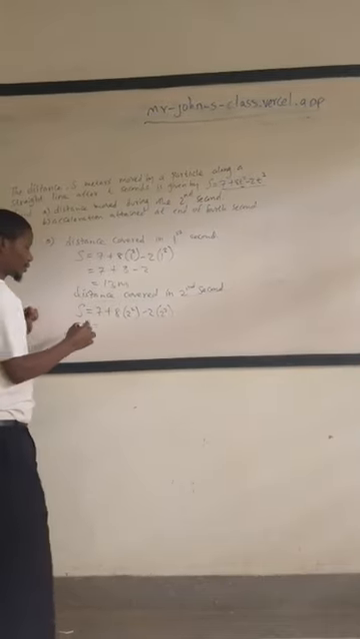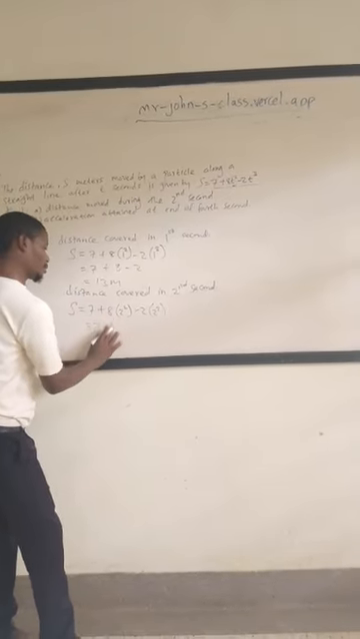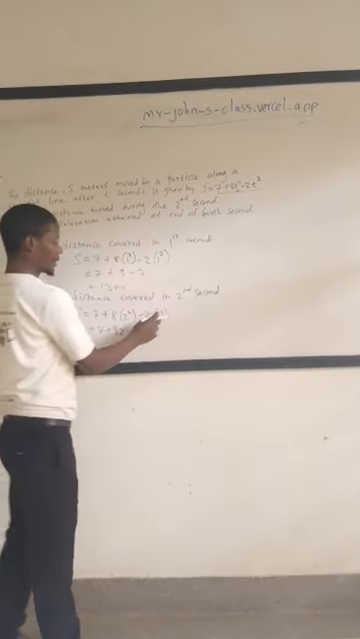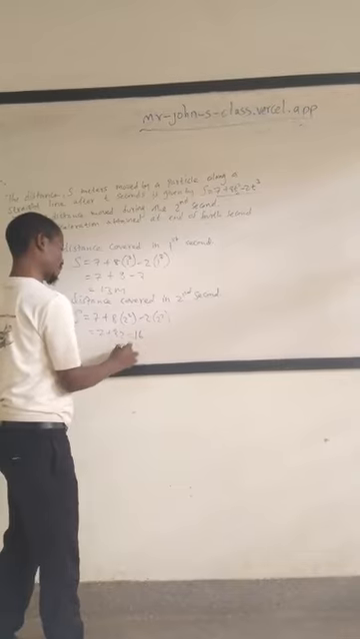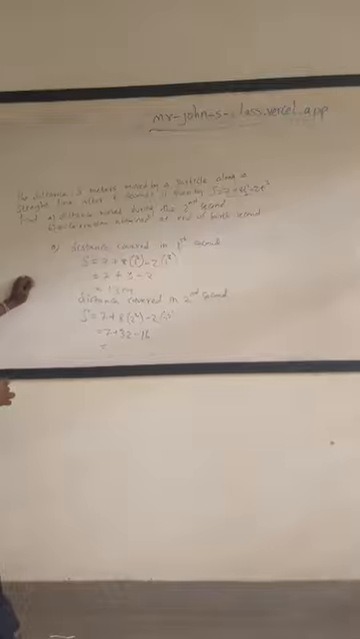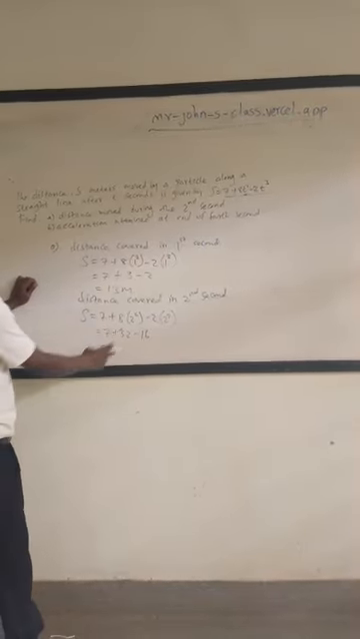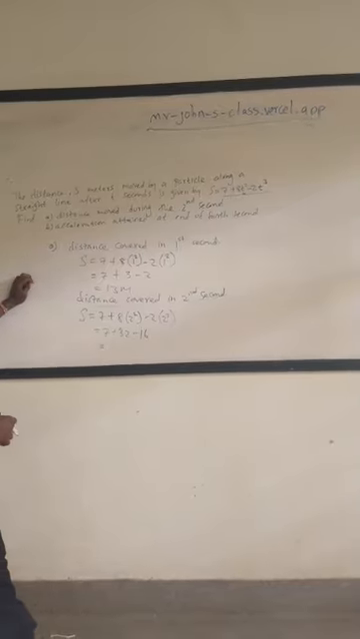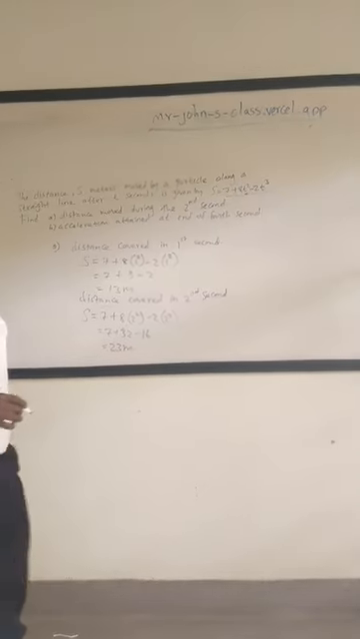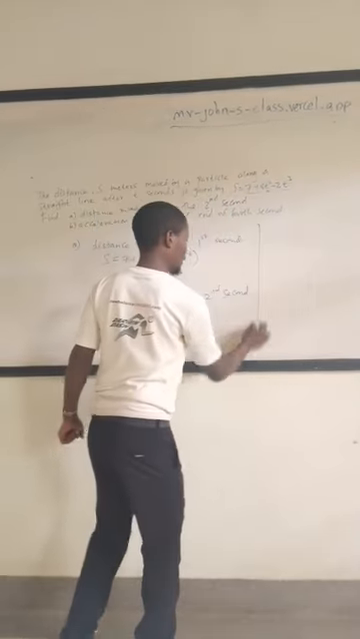Right, let's proceed. So we have 7 plus 8 times 4, that's 32, minus 2 times 8, which is 16. So this is 7 plus 32, which is 39, minus 16. We're going to have 23 meters. Now, if there is no equation at that point, we can finally get our answer here.